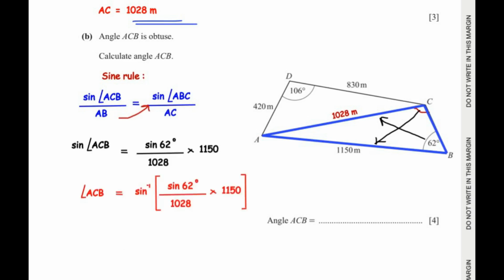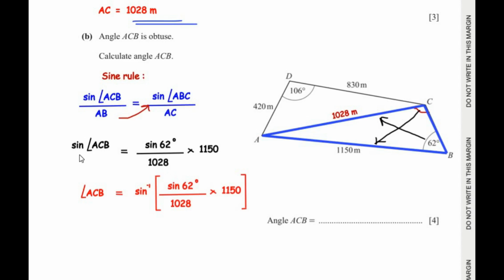So we get sine of angle ACB, which we need to find, is equal to, now AB I have taken on the other side of the equal to sign, and at the same time I have substituted its value, that is AB is going to be 1150 as written over here. Now let us consider this fraction. Sine of angle ABC is going to be sine of angle 62 over AC value is going to be 1028.